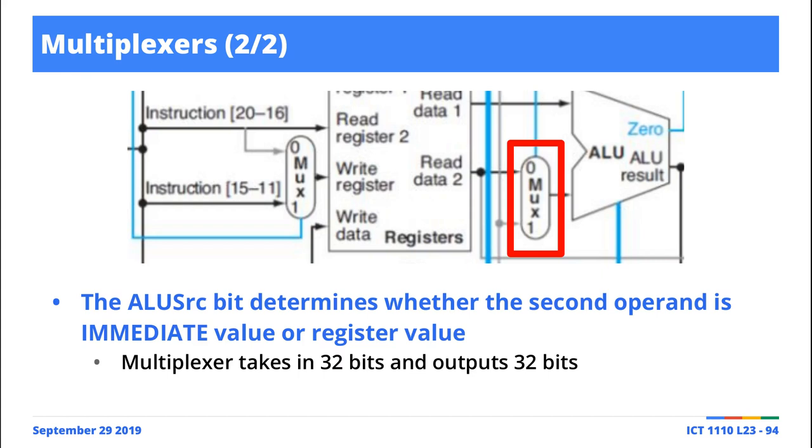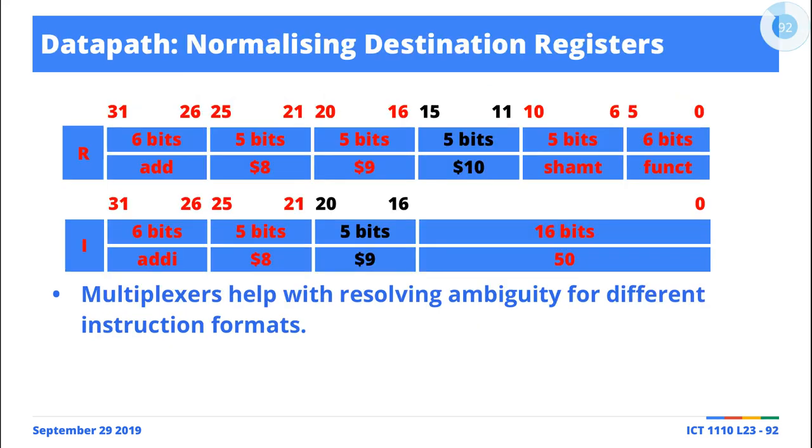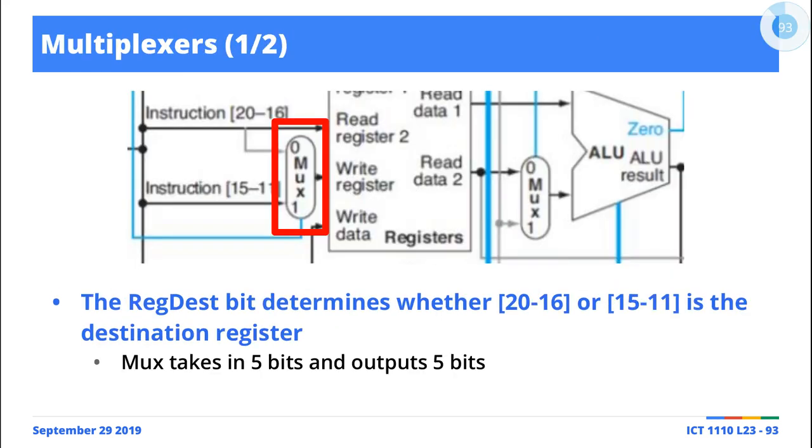Another key takeaway point here, in this particular example, you notice that the input values are 32 bits in size because of the type of data we are dealing with, right? For this particular multiplexer, these values that are going into the multiplexer are 32 bits in size. For this multiplexer, the values coming in are 5 bits in size. So the takeaway point here is it depends on where exactly that multiplexer is sitting and the purpose of the multiplexer.